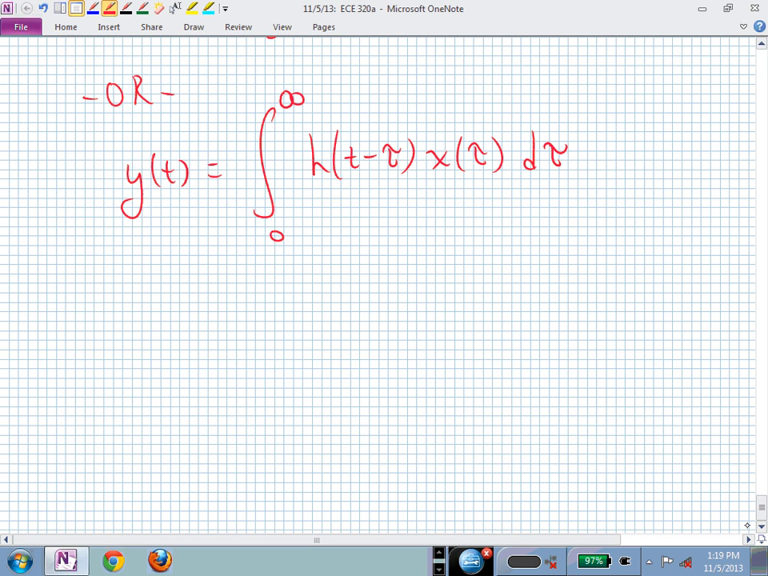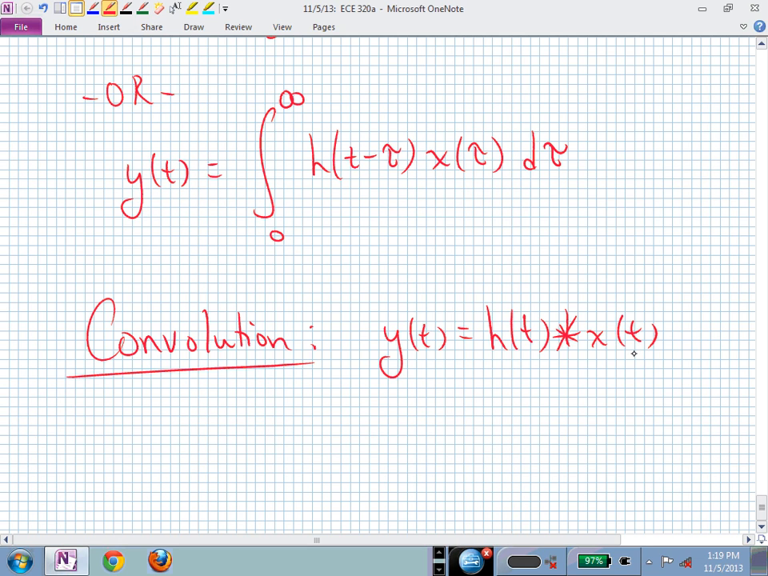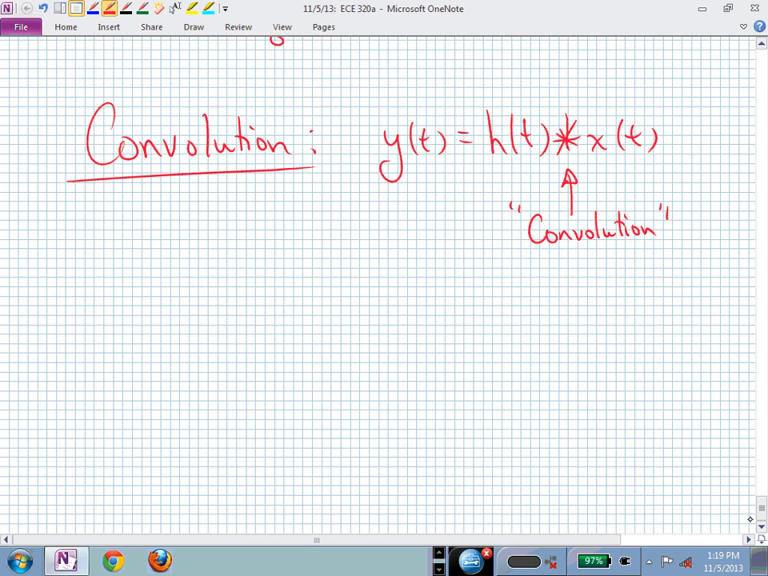And the way that we will represent that convolution operation, because we like to have a shorthand, and I can't draw it very well, but that's not a multiplication symbol. That's a convolution symbol. And that's how you would represent that h is convolved with x in the time domain.